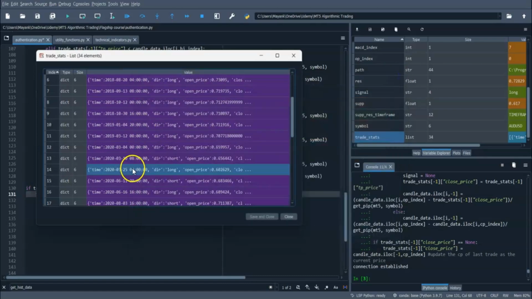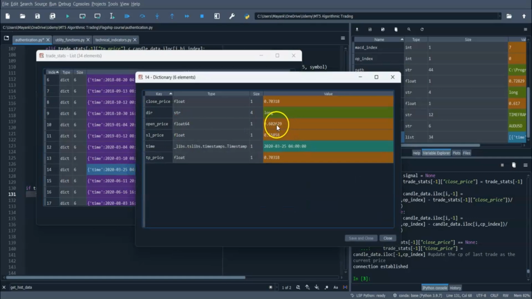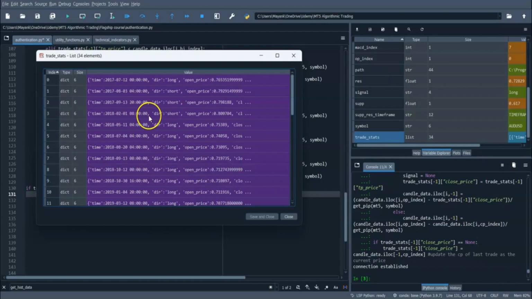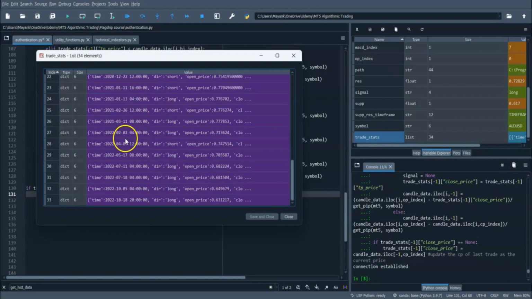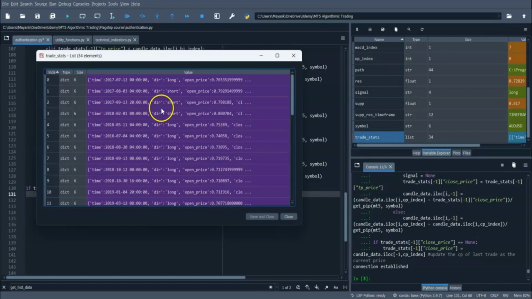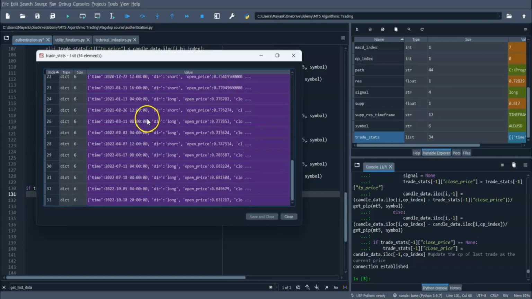Let's take another example. In this case, the open price was 0.60. It was a long position. The stop loss was 0.55. The take profit was 0.70318, and we actually ended up making a gain on this particular trade. So we've got an example of both a profitable and a loss-making trade, and there were 34 trades during this backtesting period for this particular strategy.